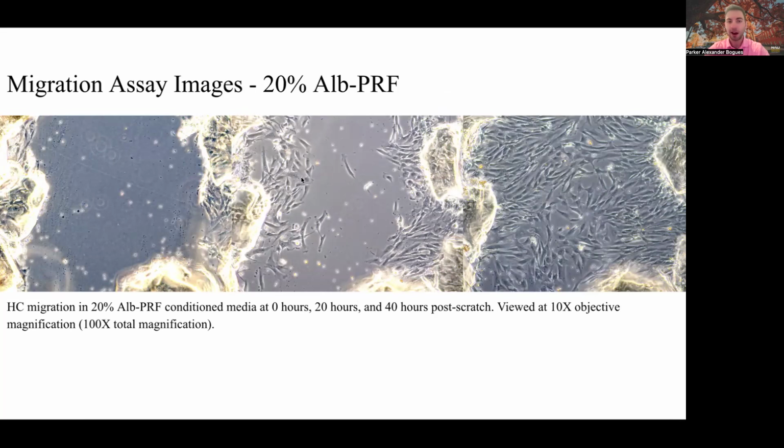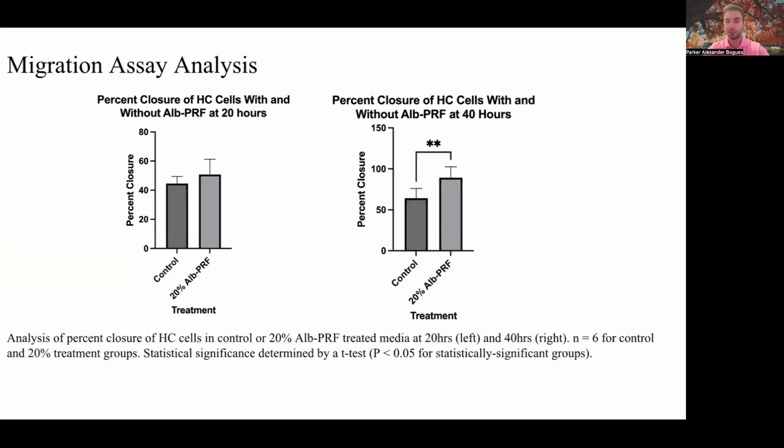At hour 20, the middle image, you start to see the migration of these chondrocytes into the wound area. And then notably, at hour 40, the wound actually completely healed. So there's 100% wound closure. This migration assay is very pertinent to osteoarthritis because, as a reminder, osteoarthritis is cartilage degradation.